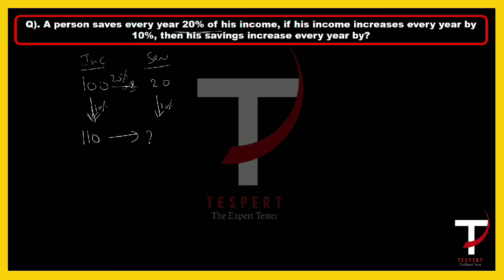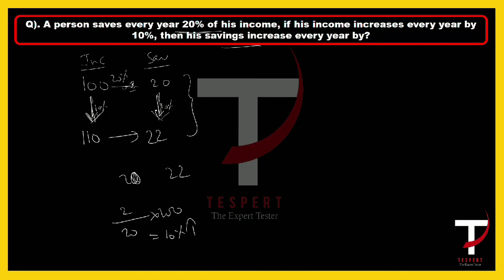Now, what is the question? We must calculate the percentage increase in savings. Initial savings were 20, final savings is 22. The difference, 22 minus 20, is 2, by initial value 20, into 100, which is equal to 10%. A 10% increase. Here you can directly calculate: if the income is increased by 10%, savings will also increase by 10%. But how did we arrive at that? For that I explained this. Okay, let's move on to the next slide.